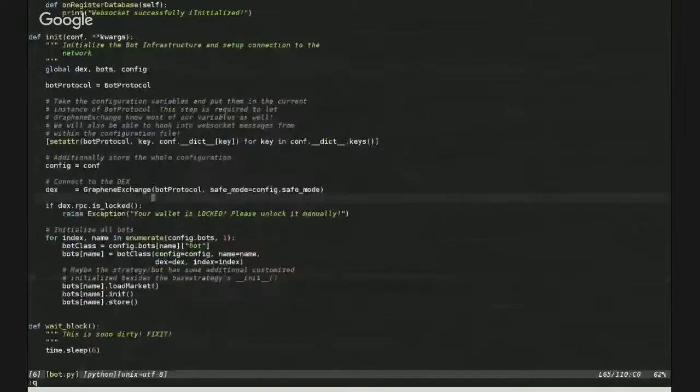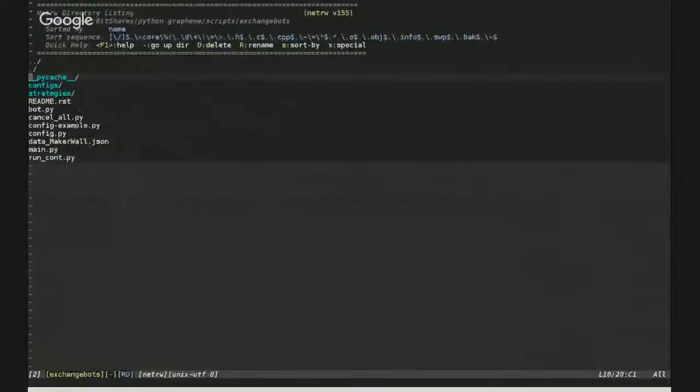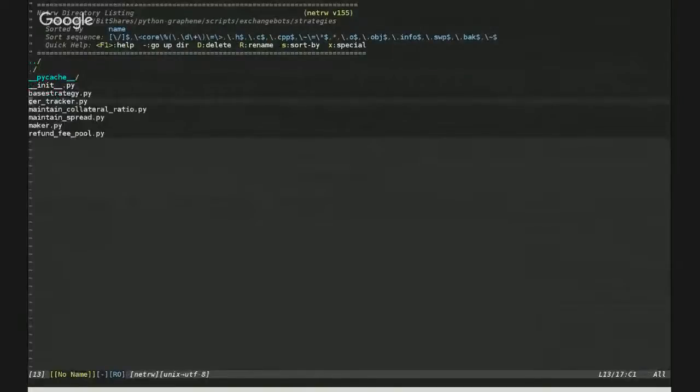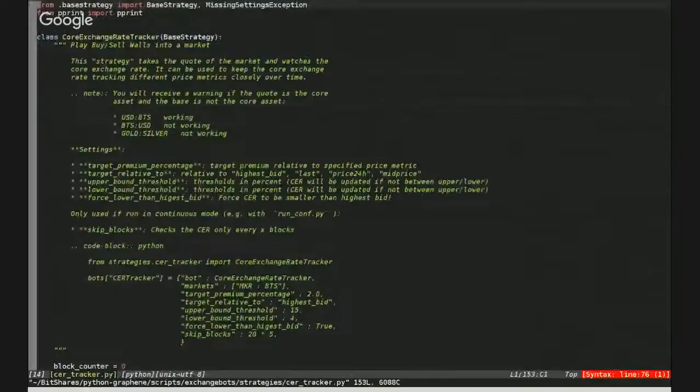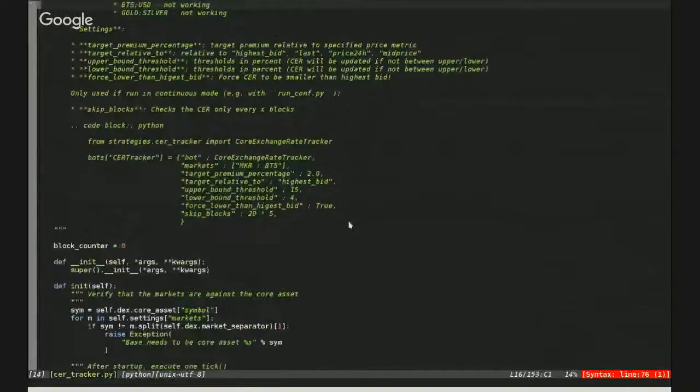Anyway, we can do other kinds of bots here as well. For instance, there is one bot that is tracking the core exchange rate. Configuring such a bot looks like this. You have this strategy that you can load with Python with from import this name here. Then you have a particular market that you're interested in, and you need to call this a market because of how the internal thing works. Core exchange rates are always denoted in BTS. So this is the quote, and we are now interested in the core exchange rate of MKR in that case.